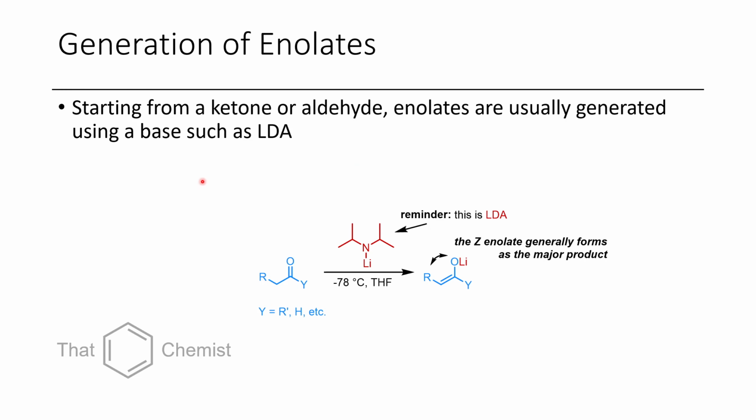When we want to generate an enolate, we can start with a ketone or an aldehyde. We can even start with something like an ester or an amide, but it's more common to see aldehydes or ketones used. We treat it with a strong base. It has to be strong enough to deprotonate the alpha position. Once we form this lithium enolate, which in the case of LDA is usually the Z enolate, the bulkier the base, the more we favor the Z over the E enolate.